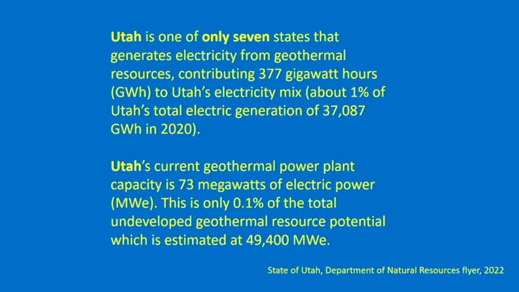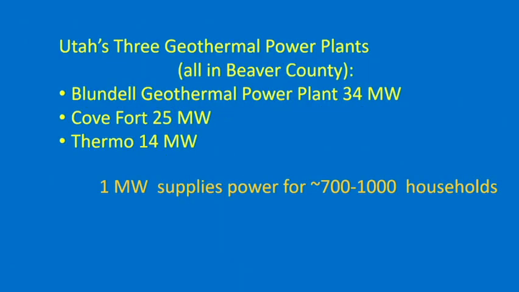So there's a lot more resource available that could be exploited, I guess you could say. Of the 3 states that produce the most power, first is California, then Nevada, and then Utah's third behind them. So it's very unusual to have that kind of a resource. So here are our 3 power plants. About 1 megawatt of electricity supplies power for about 1,000 households. So altogether, 72 megawatts would be enough for about 72,000 households.